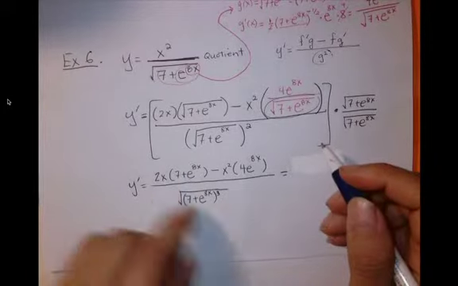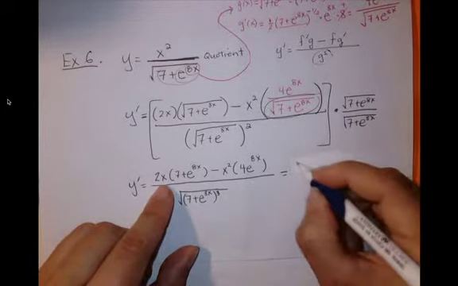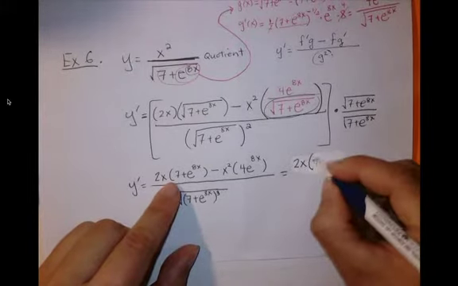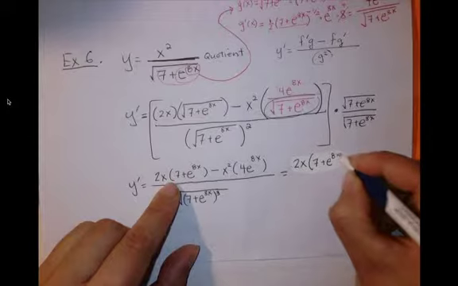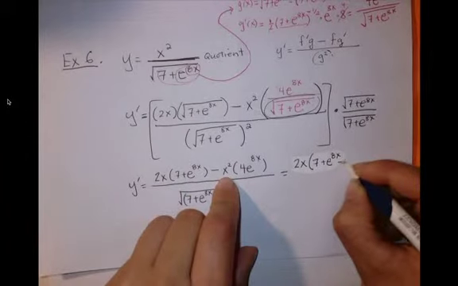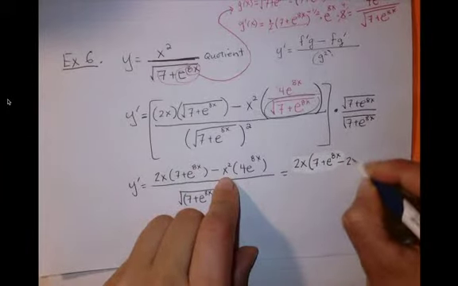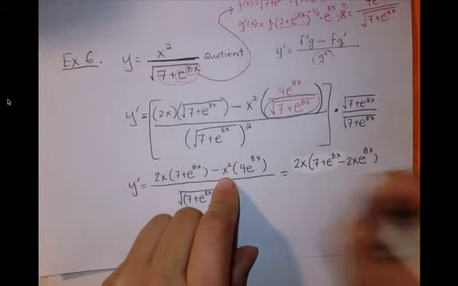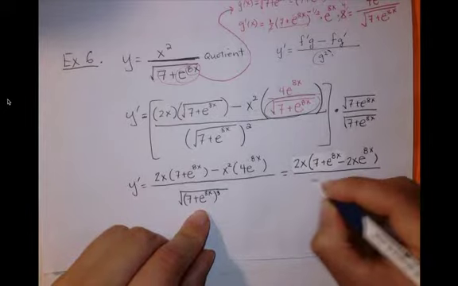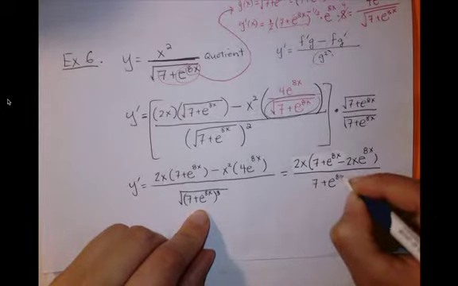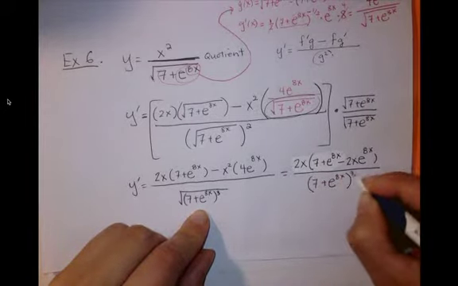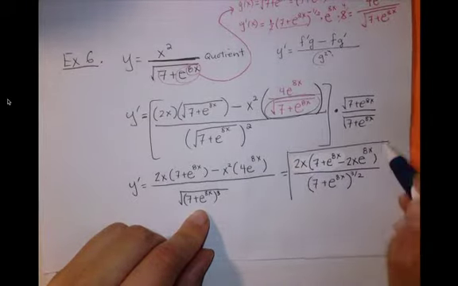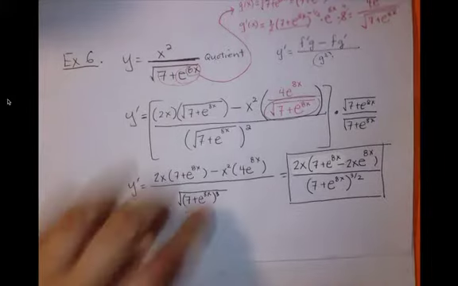Okay, so it looks like I can factor out a 2 and an x so far. That's going to leave me with 7 plus e to the 8x. And minus, I'm going to have 2x e to the 8x all over 7 plus e to the 8x to the 3/2. And I think I'm going to stop there. I think that's pretty much as far as I can do.